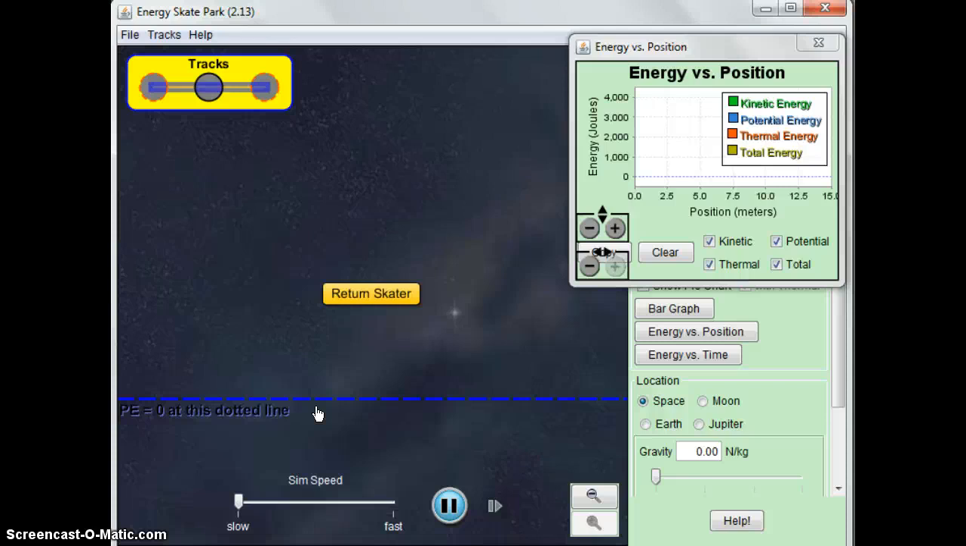Hopefully this simulation helped explain a little bit about the idea of work and its relationship to force and distance, and also work's relationship to kinetic energy.